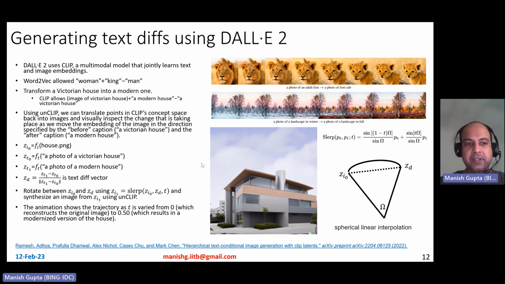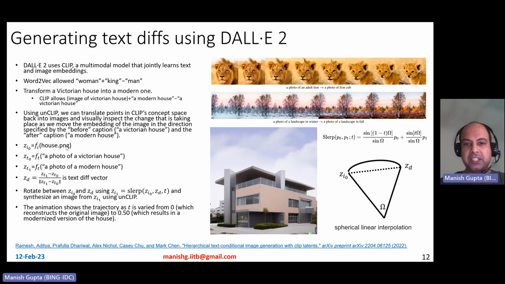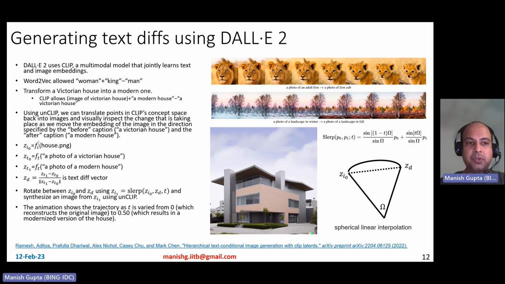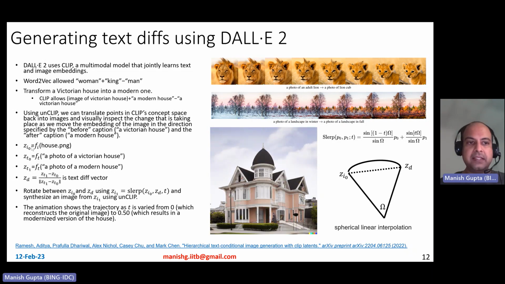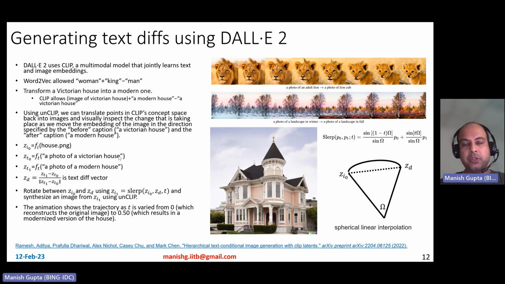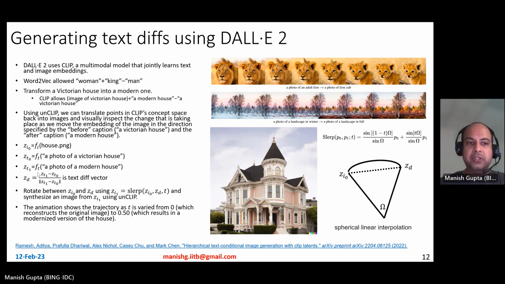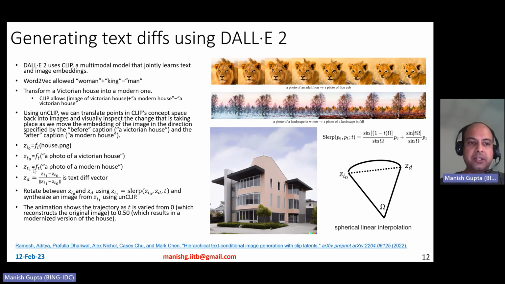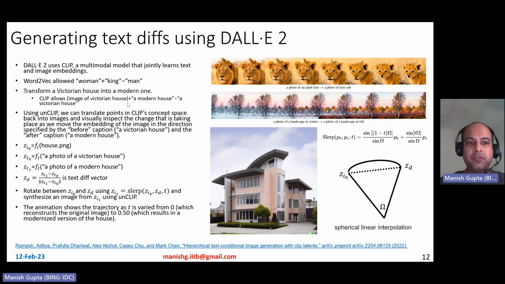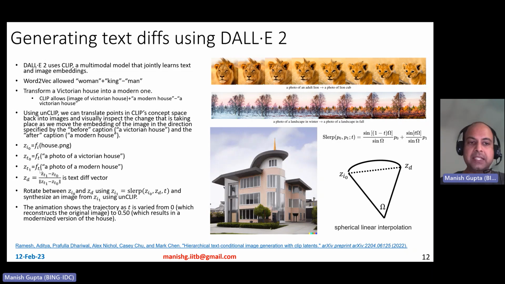In fact, the way this arithmetic is performed is as simple as follows. You take the house.png, which is essentially an original house, the Victorian house, and you compute a CLIP embedding in the image space, let's say ZI0. Similarly, you take the text caption, a photo of a Victorian house, and you compute a CLIP text embedding ZT0. You take a photo of a modern house, the text caption, and you compute the CLIP text embedding ZT1. Finally, because you want to move from a photo of a Victorian house to a photo of a modern house, you take the difference vector, a normalized difference vector.